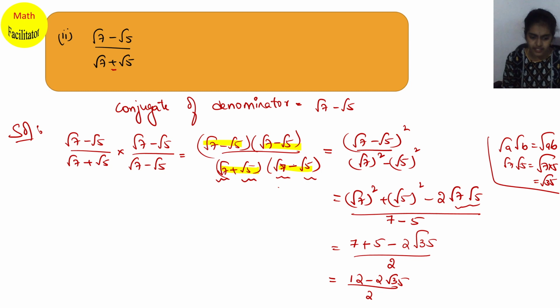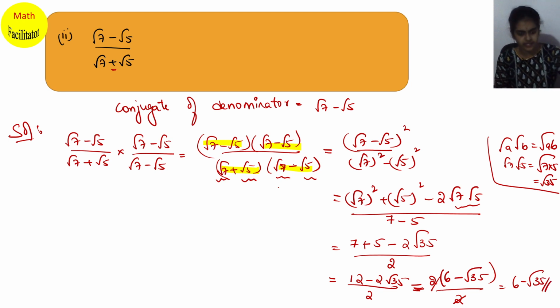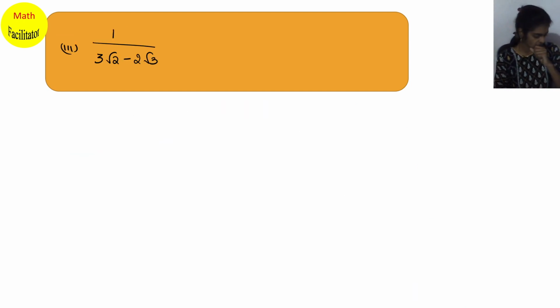Now here in the numerator 2 is common. Just see, if I take 2 common, I will have 2 6s are 12 minus, see, 2 1s are 2. So 1 into root 35 I can write as root 35, divided by 2. 2 and 2 cancel. The final answer is 6 minus root 35. Clear with this? Let's move on to the next question.